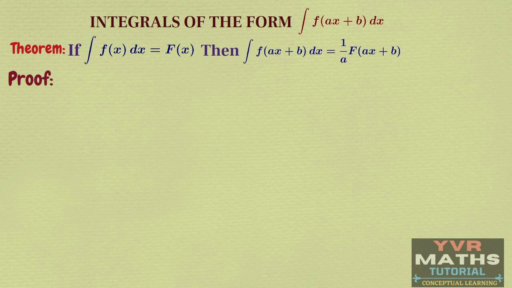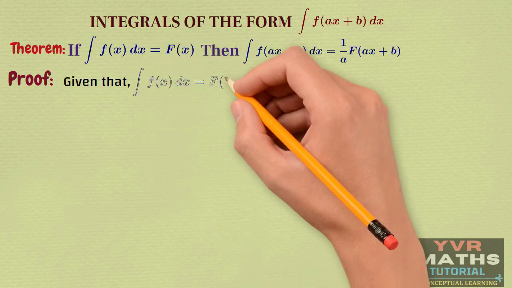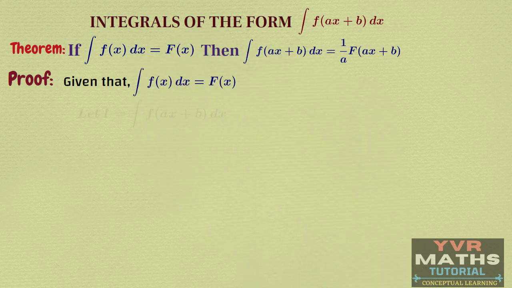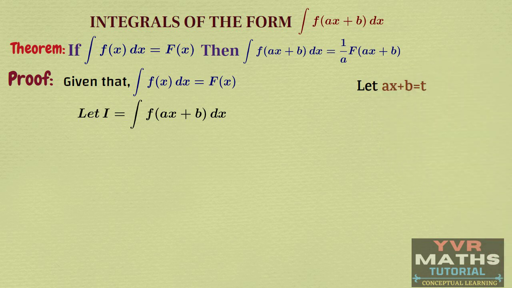What is given in the statement? Given that integral small f of x dx is equal to capital F of x. I will consider the LHS part of the given integral as capital I. Then let I is equal to integral f of ax plus b dx. In this integrand, I am considering ax plus b as a new variable, that is t. So let ax plus b is equal to t.